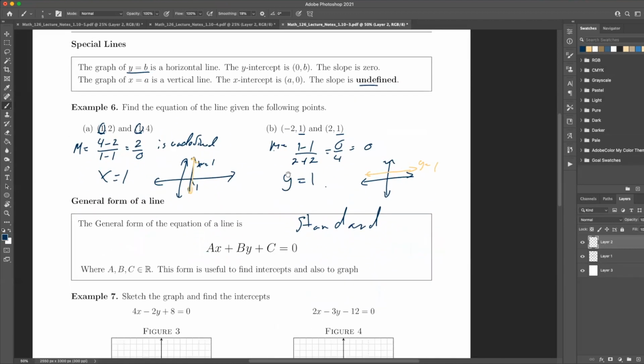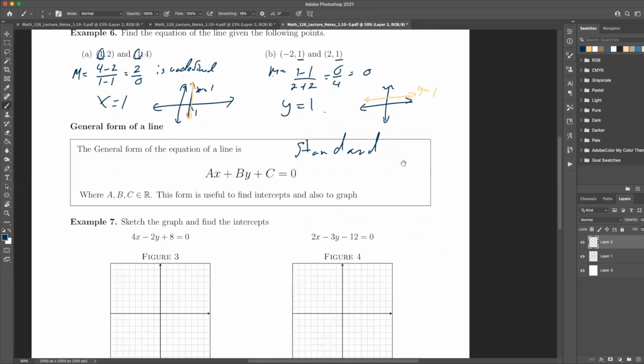Okay, so when you see these, just be aware of them. The process is no different. You'll calculate m first, and if m is undefined, it's vertical, grab the x. And if it's 0, it's horizontal, grab the y.